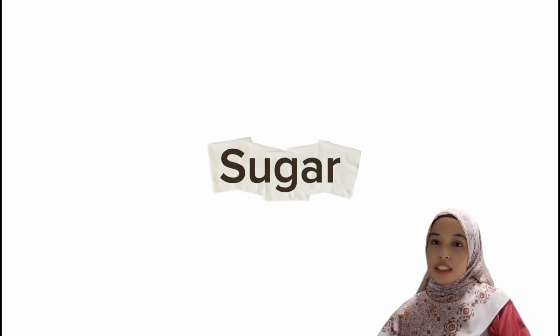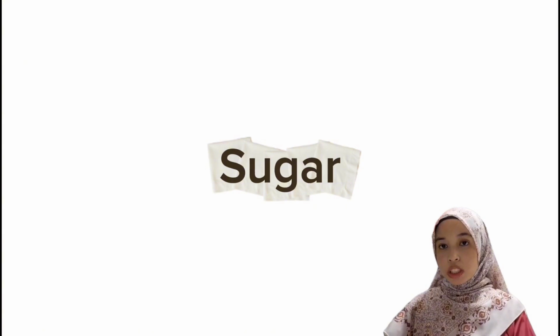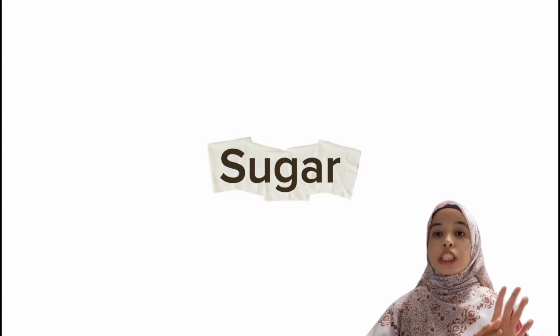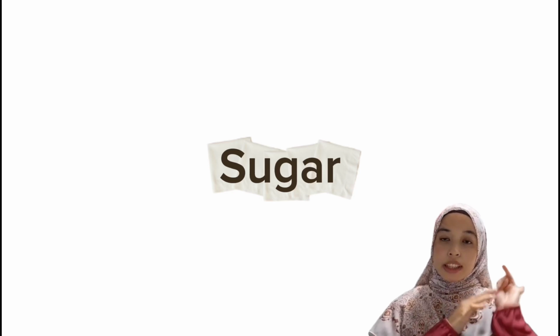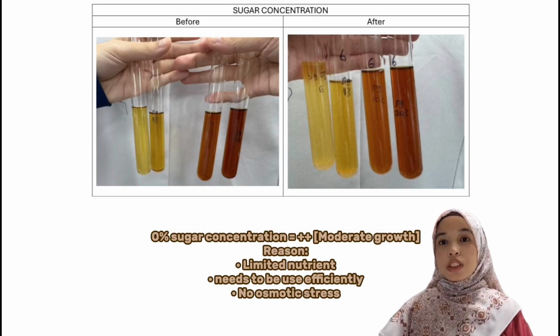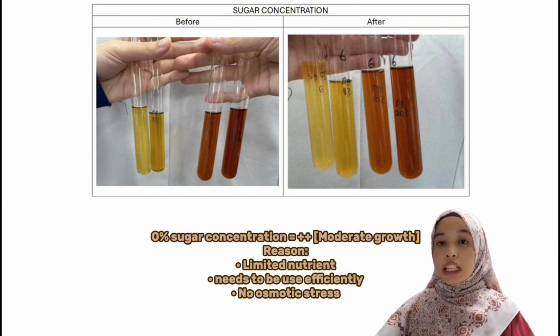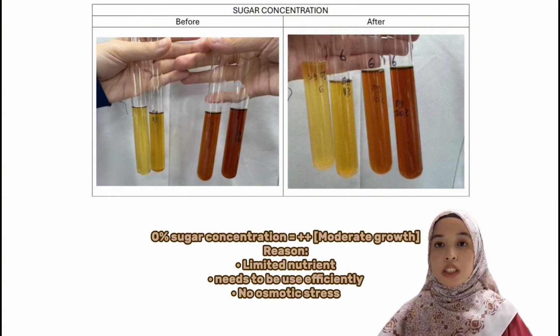This is E. coli in sugar solution. We check with 4 different concentrations, which are 0%, 1%, 10%, and 20%. In 0% sugar concentration, there is moderate growth. This is because there is limited nutrient, which causes the E. coli to need to use the nutrients efficiently.